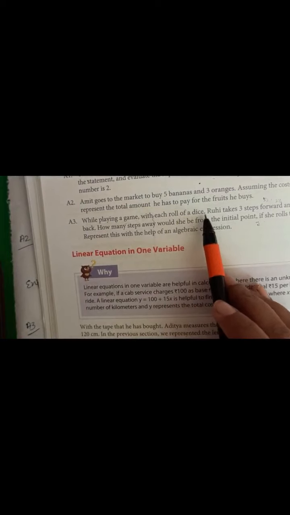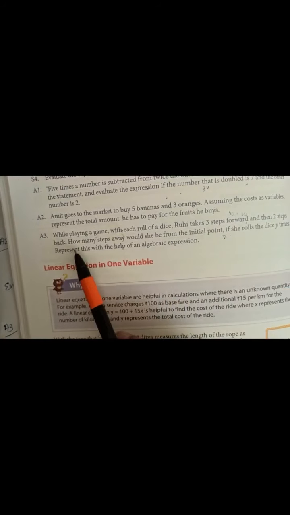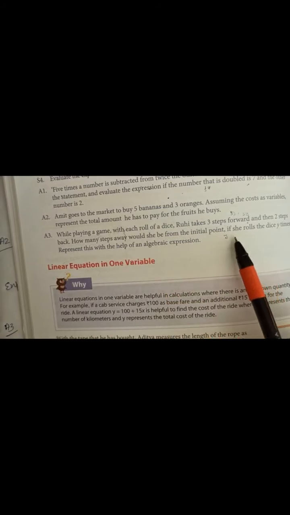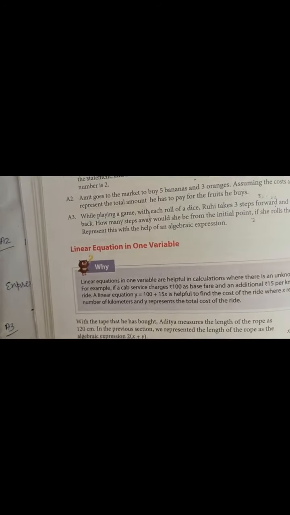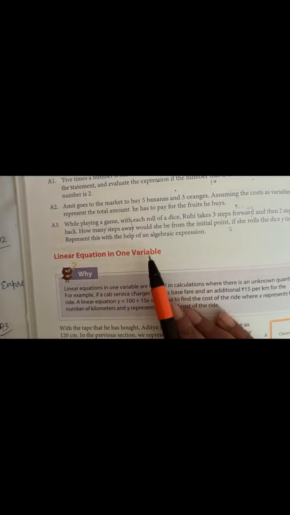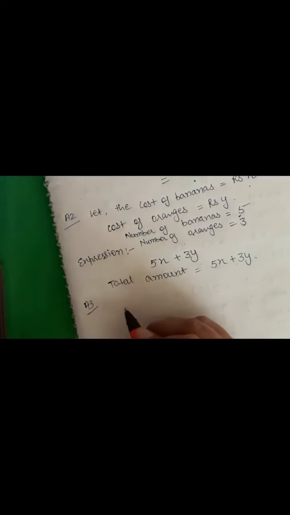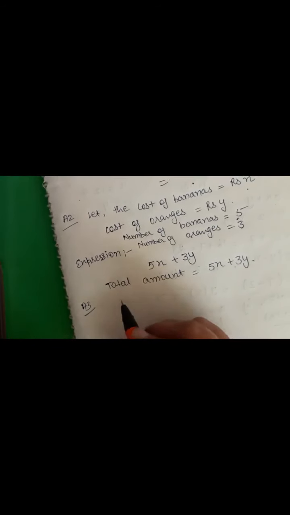After this, the next and the last question of our exercise: while playing a game, with each roll of a dice, Ruhi takes 3 steps forward and then 2 steps back. How many steps away would she be from the initial point if she rolls the dice y times? Represent this with the help of an algebraic expression. So in this question, just see, 3 steps she goes forward, then 2 steps back.